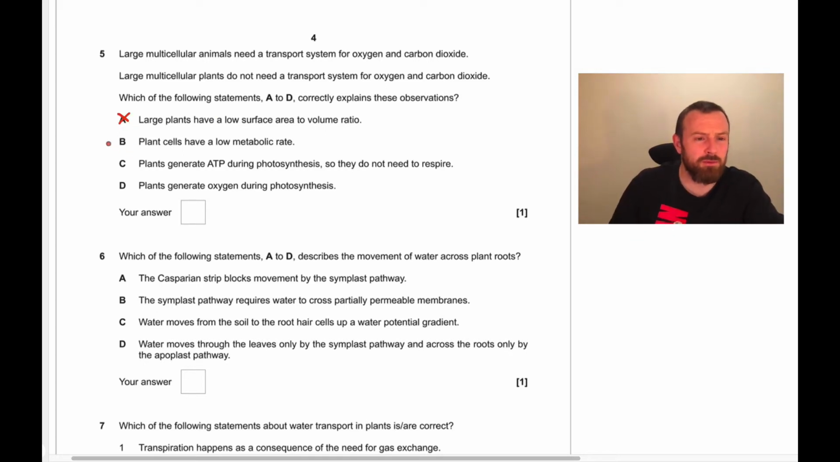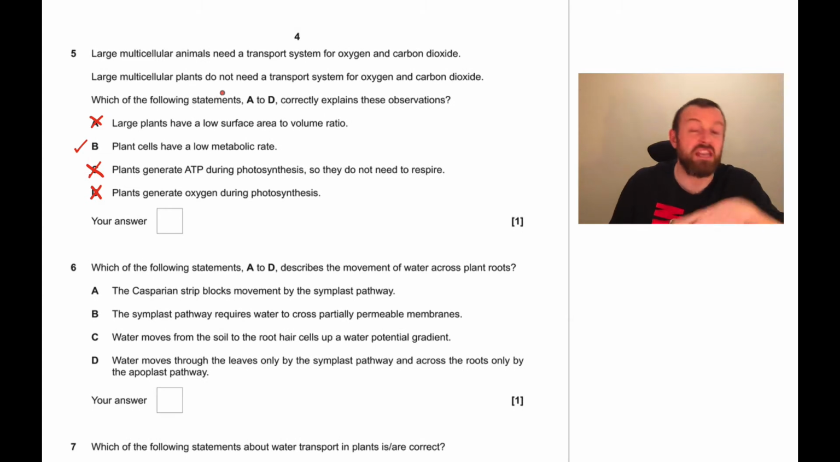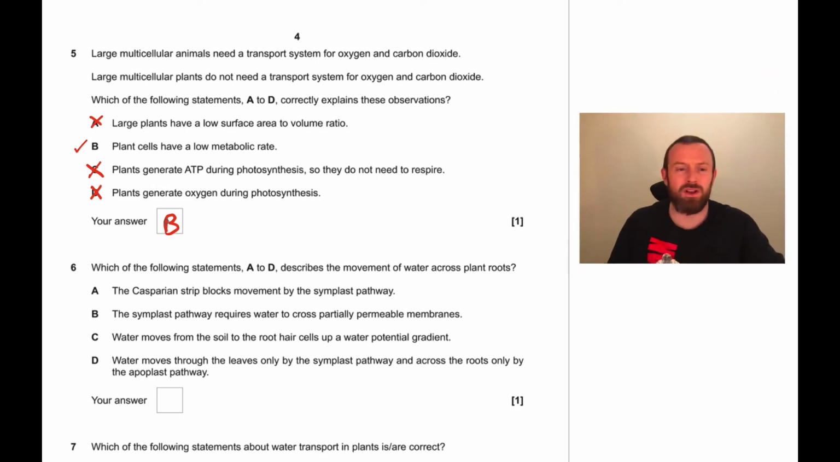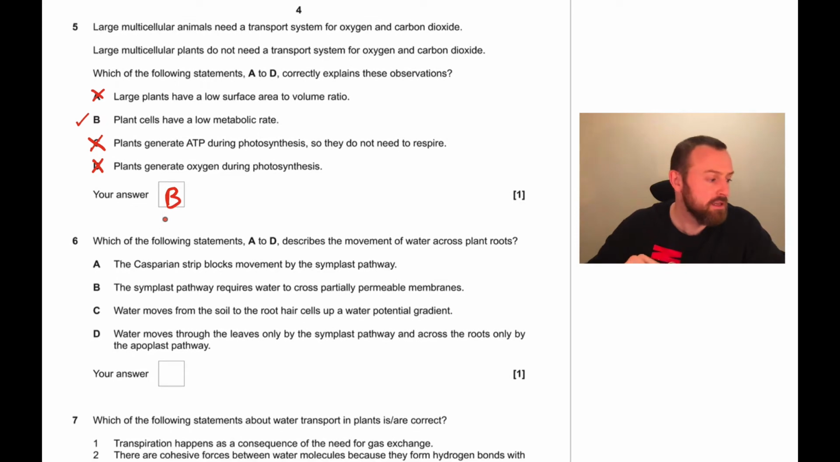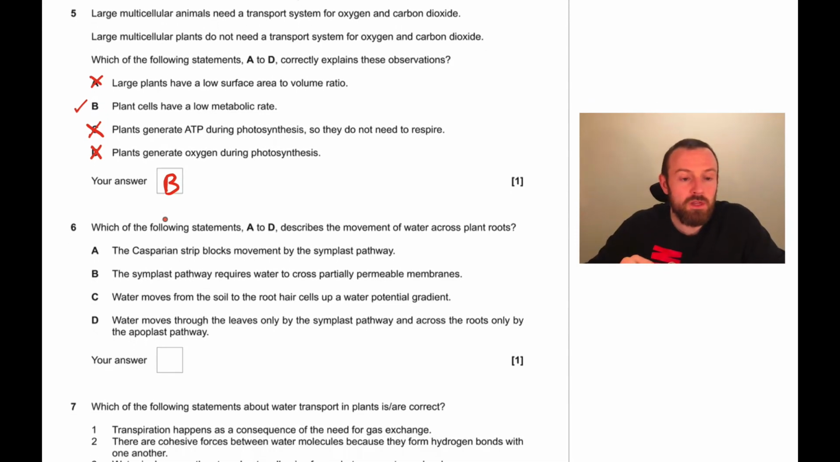Plant cells have a low metabolic rate. That does explain it. Plants generate ATP during photosynthesis, so they do not need to respire. Now that's definitely not true. Plants respire and do photosynthesis. Plants generate oxygen during photosynthesis. Well, that's true, but it doesn't explain it. So that's nothing to do with need for exchange or the need for a circulatory system. The answer is 5B. Plants don't run, they don't move about, they're not as metabolically active as, let's say, a brain cell or a muscle cell, so therefore they don't need lungs.